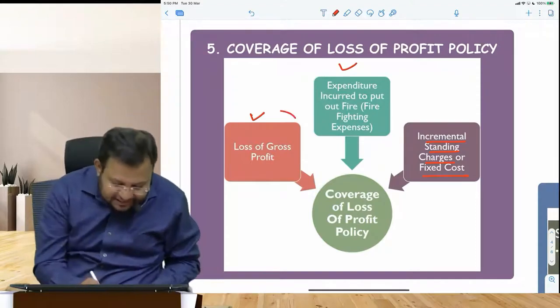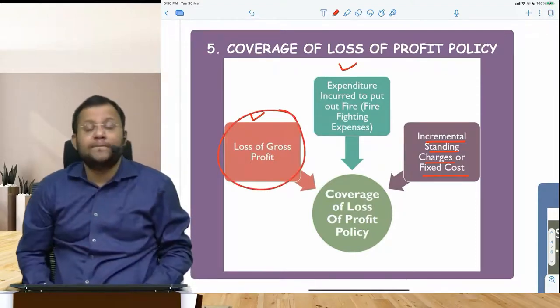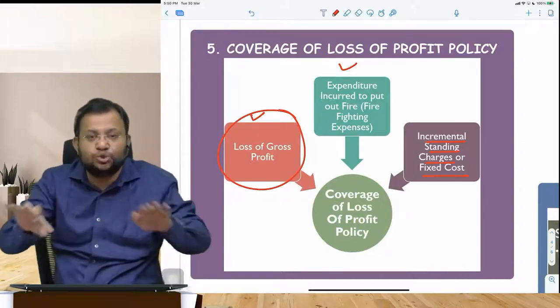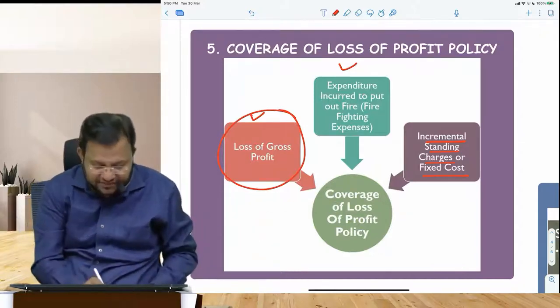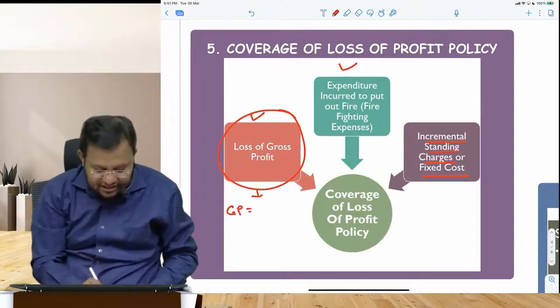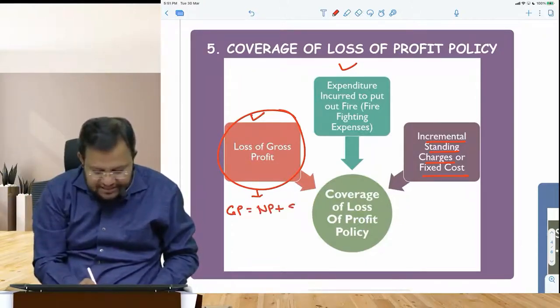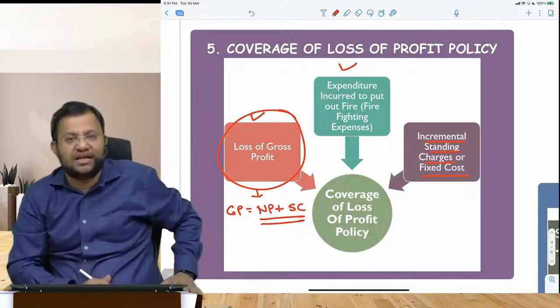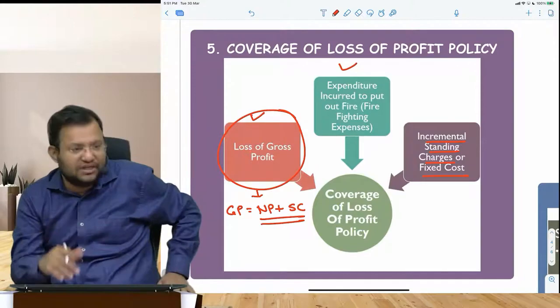So basically this policy is for compensation of gross profit. The word gross profit here is nothing to do with the accounting word of gross profit. This gross profit is calculated in a reverse direction as net profit plus standing charges. That is a gross profit. Utna aapko compensation milna chahiye, assuming you have done a full insurance.